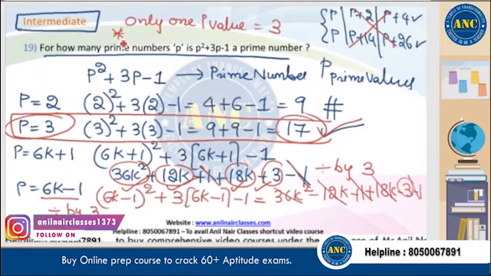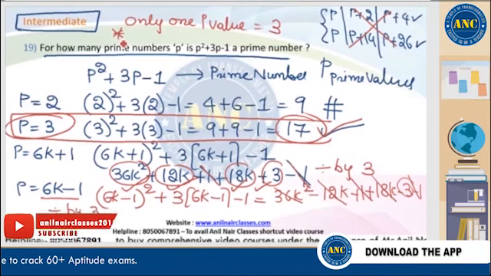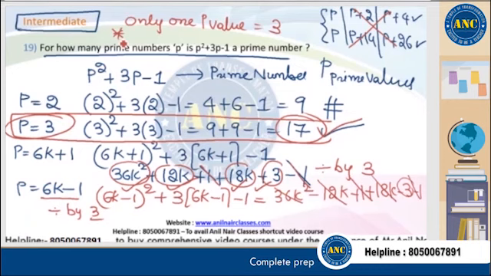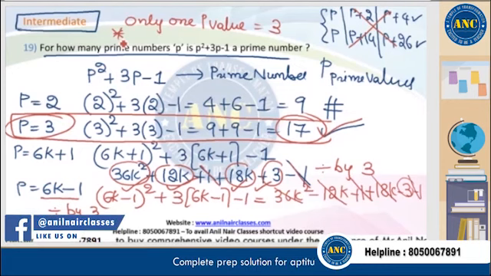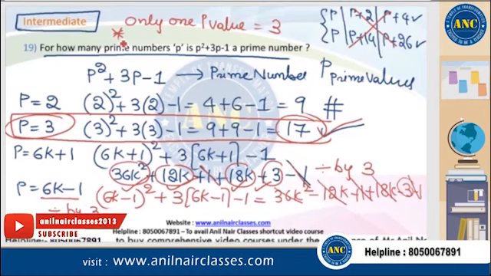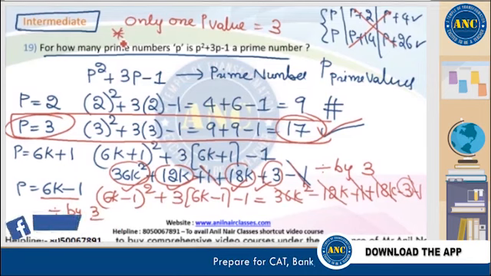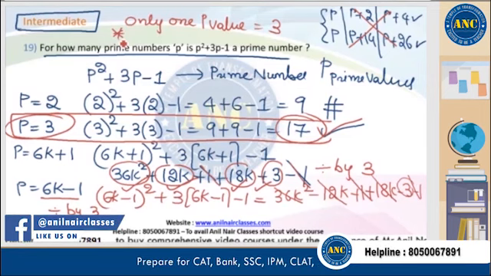Whenever the question is to check whether the expression results in a prime number or not, use the concept that every prime number greater than 3 is of the form 6k plus or minus 1. Write down every problem in the same structure that I am telling.